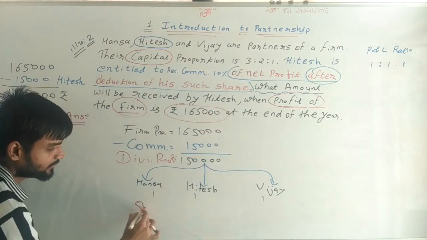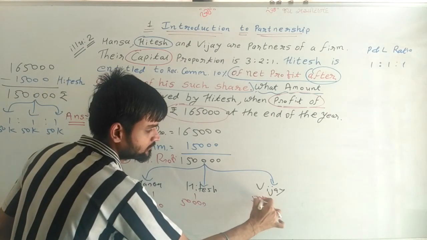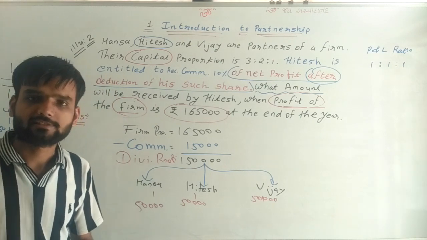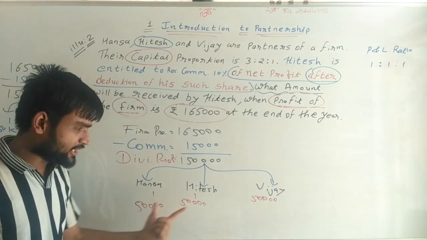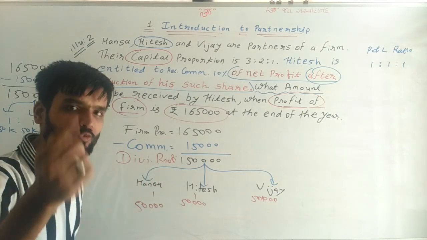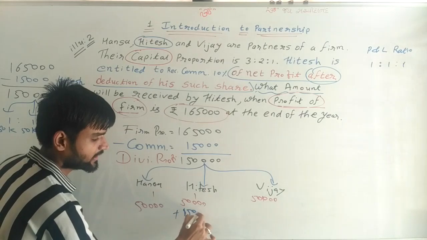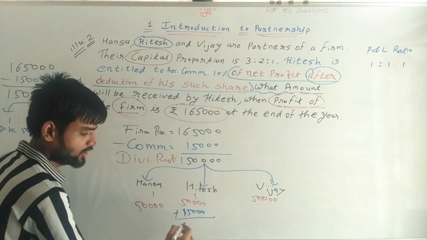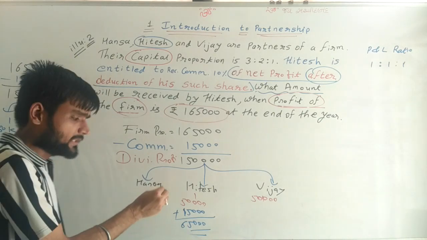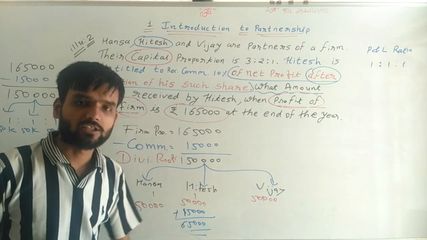So distributed 50,000, 50,000, 50,000 among the partners. So each and every partner received 50,000, but Hitesh is a special person who gets commission also. That's why plus 15,000 received by Hitesh. Total amount received by Hitesh is 65,000. Yeah, it means it's the answer for me. Total amount received by Hitesh is 65,000.